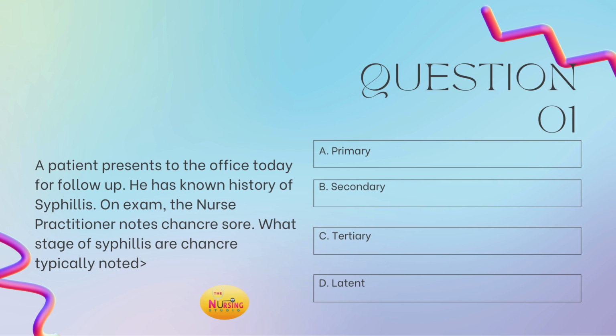All right, so question number one states a patient presents to the office today for follow up. He has a known history of syphilis. On exam, the nurse practitioner notes a chancre sore. What stage of syphilis are chancres typically noted? Is it A, primary, B, secondary, C, tertiary, or D, the latent stage?